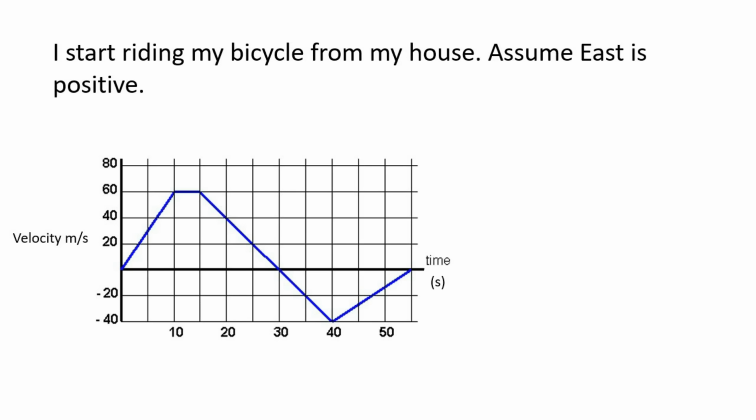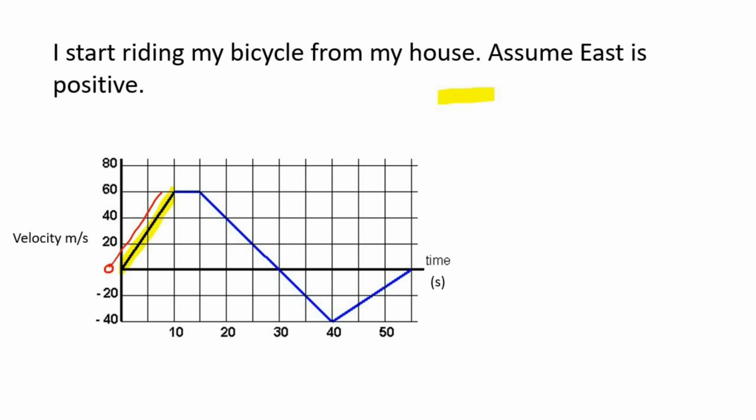Okay, let's have a look at this one. I start riding my bicycle from my house. Assume that east is positive. So if we look at this first section over here, I'm going to call this section A. Or actually, let's stick to what we did earlier. So that first part: I start riding my bicycle from a resting position at 0, and then I increase my speed all the way to 60 meters per second.